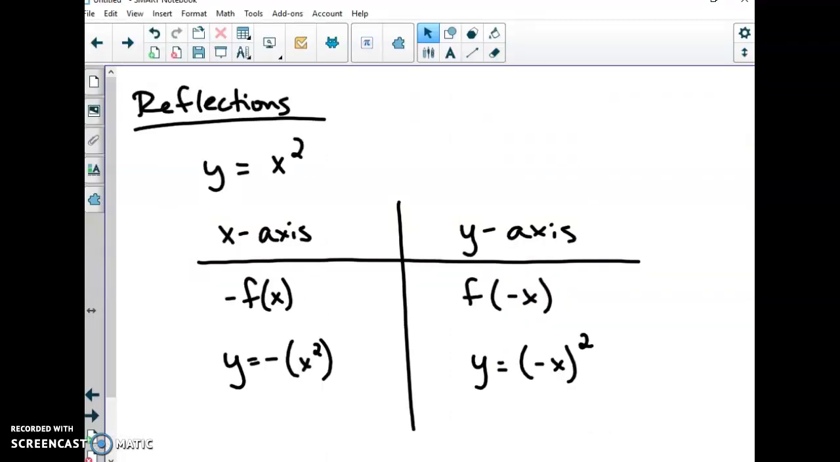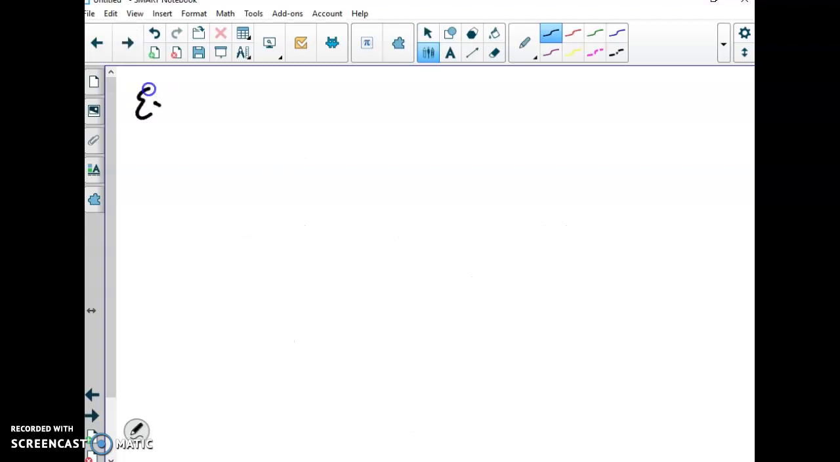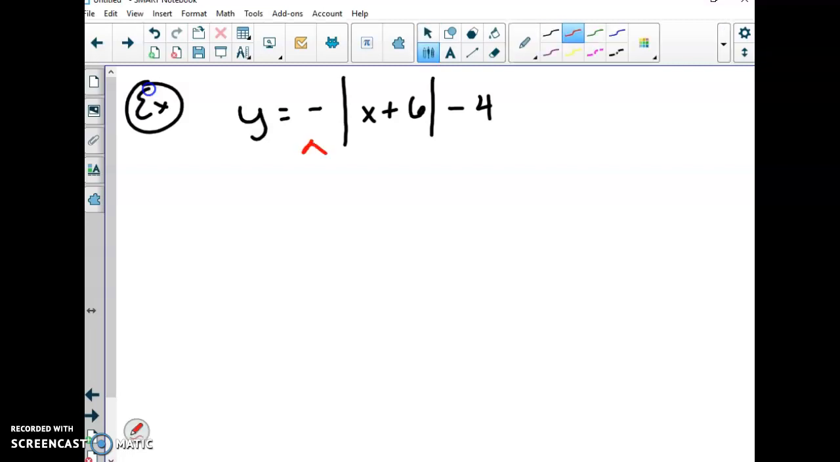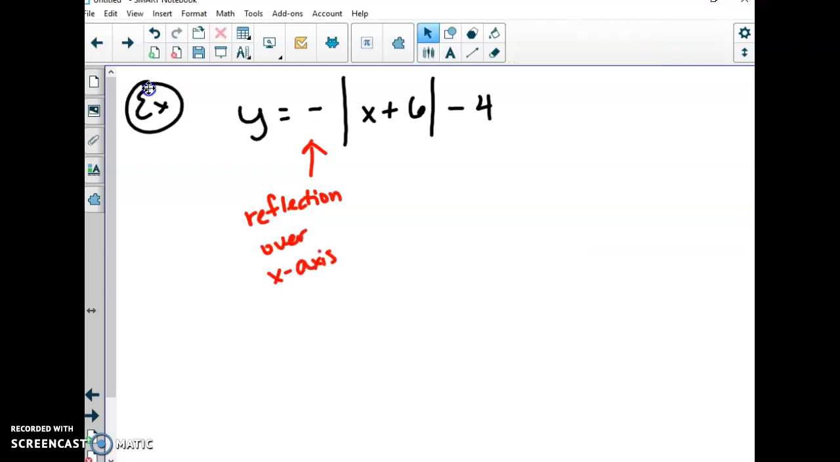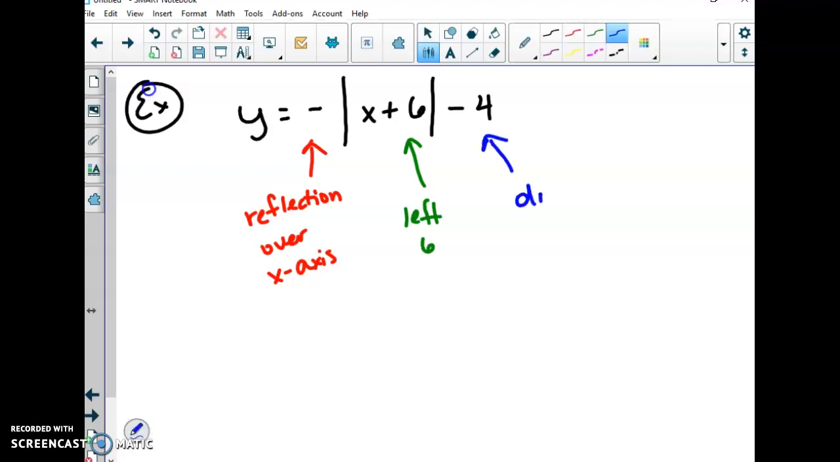So we could go back and I could give you, for instance, y equals negative absolute value of x plus 6, close absolute value, minus 4. So if I'm looking at this, right here is going to be a reflection over the x-axis. This is going to give me left 6, and this right here is going to give me down 4. Okay, so these are different situations that you're going to have to be aware of.